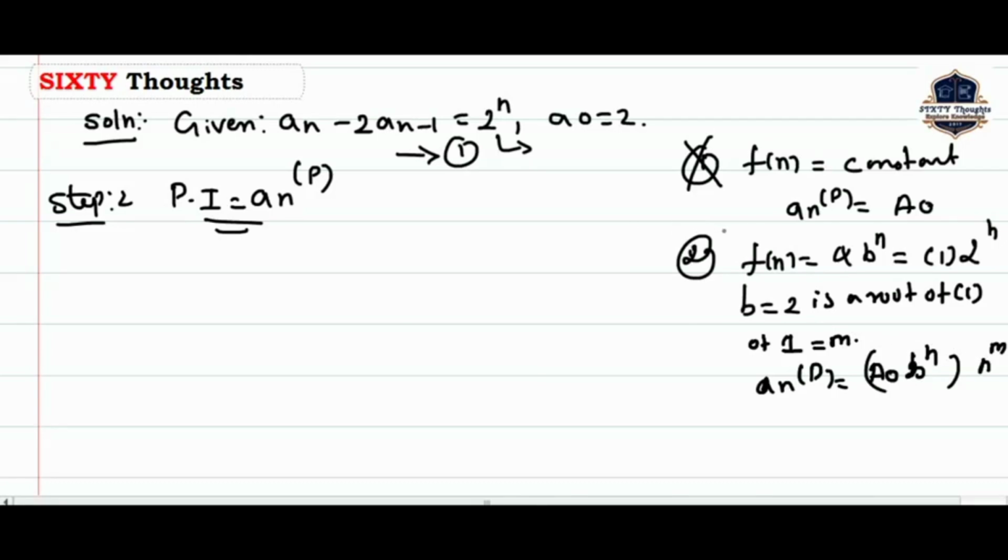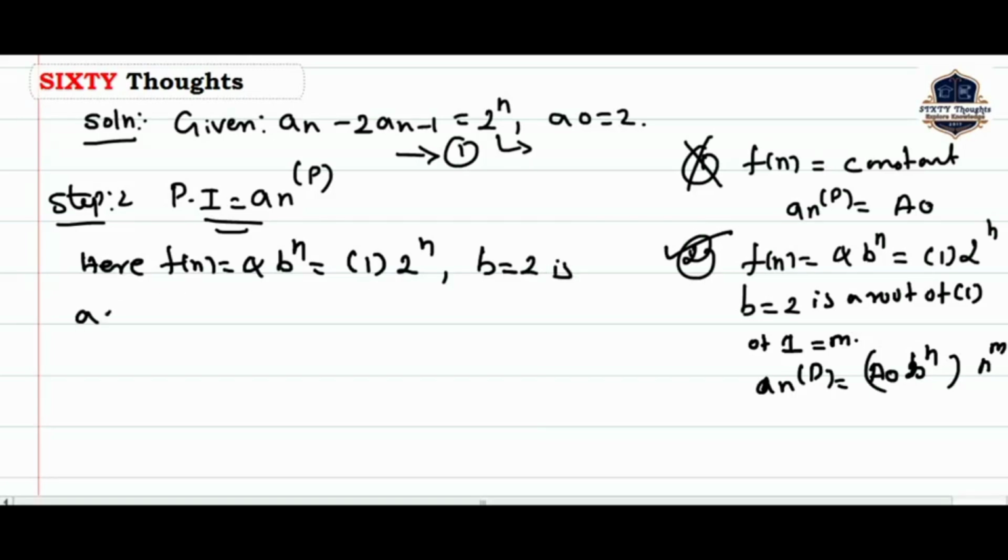Okay, so therefore the given problem satisfies type 2. Here f(n) equals alpha into b power n. Alpha value is 1, and b value is 2, so 2 power n. And b equals 2, which is a root of our given equation. That is 1. b equal to 2 is a root of our given equation with multiplicity 1 time. How many times do we get the root 2? Only one time.